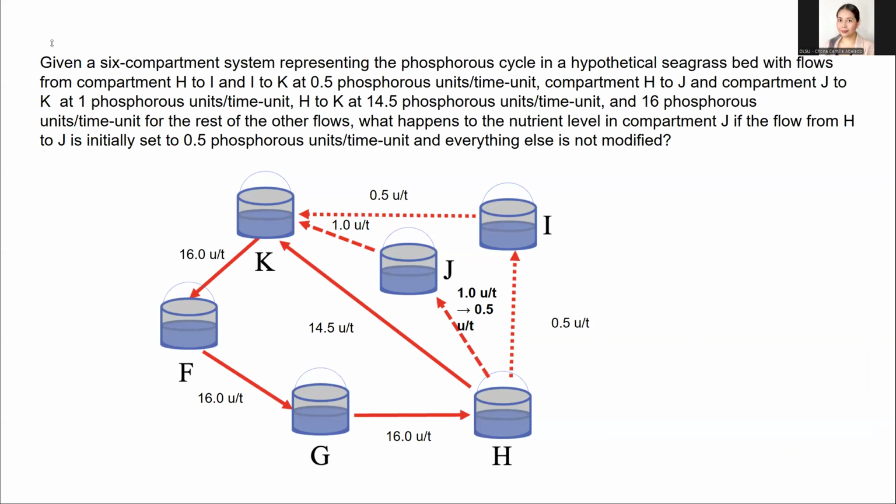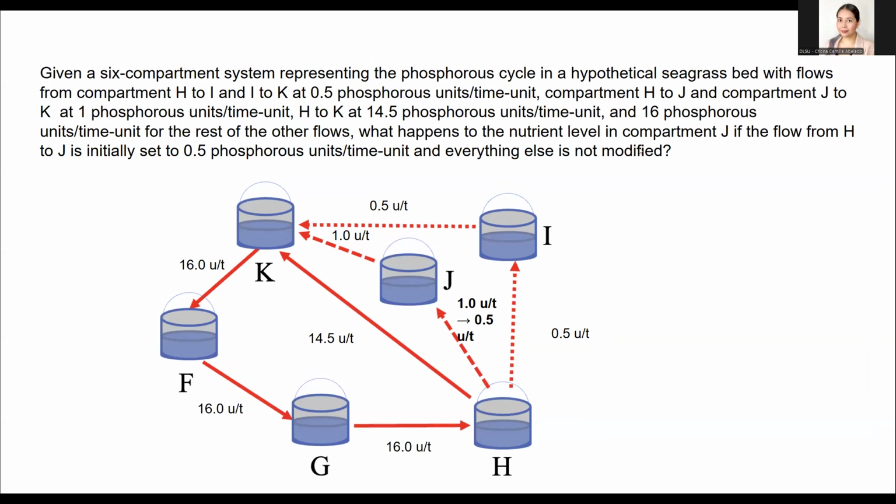Sige, let's try to make this a little different. This time, what happens to the nutrient level in compartment J? This time we're concerned about compartment J. If the flow from H to J is initially set to 0.5. So before it was 1, now it became 0.5. So what will happen to the nutrient level in compartment J? Okay, so I'll give you a few minutes to think about it. But yeah, what would happen to the nutrient levels in compartment J?